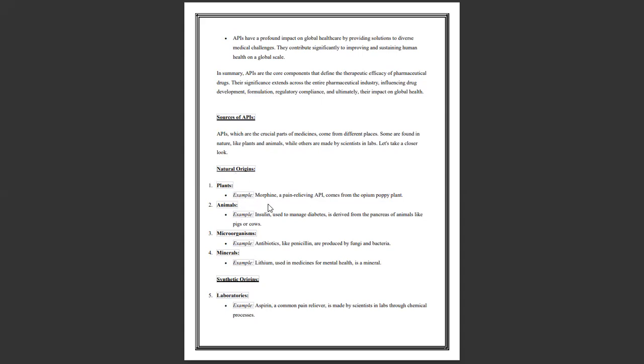Plants, for example, morphine, a pain relieving API, comes from the opium poppy plant. Animals, for example, insulin used to manage diabetes is derived from the pancreas of animals like pigs or cows. The microorganisms, for example, antibiotics like penicillin, are produced by fungi and bacteria. Minerals, for example, lithium, used in the medicines for mental health, is a mineral. The synthetic origin laboratories, for example, aspirin, a common pain reliever, is made by scientists in labs through chemical processes.